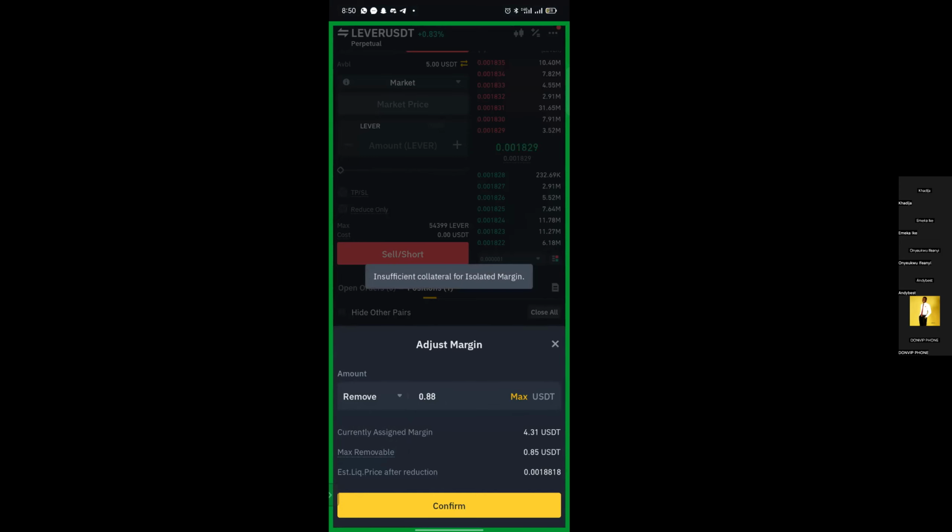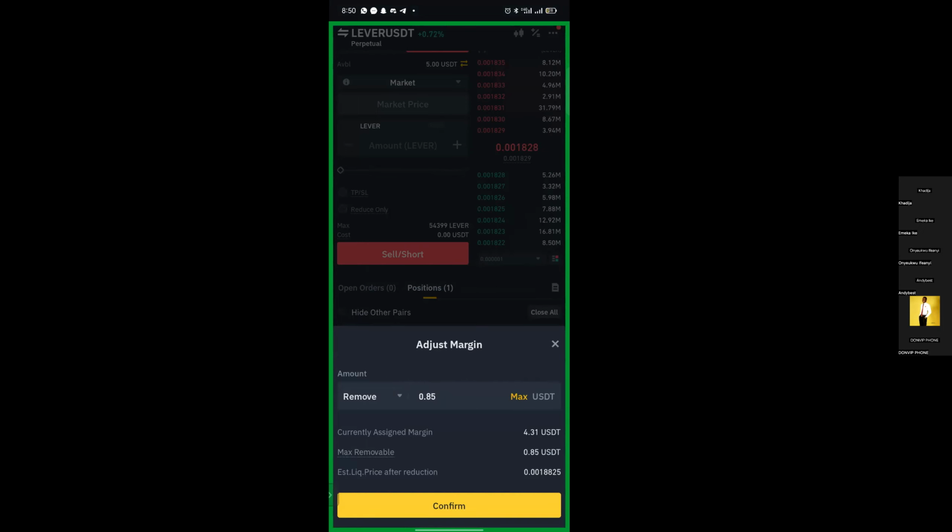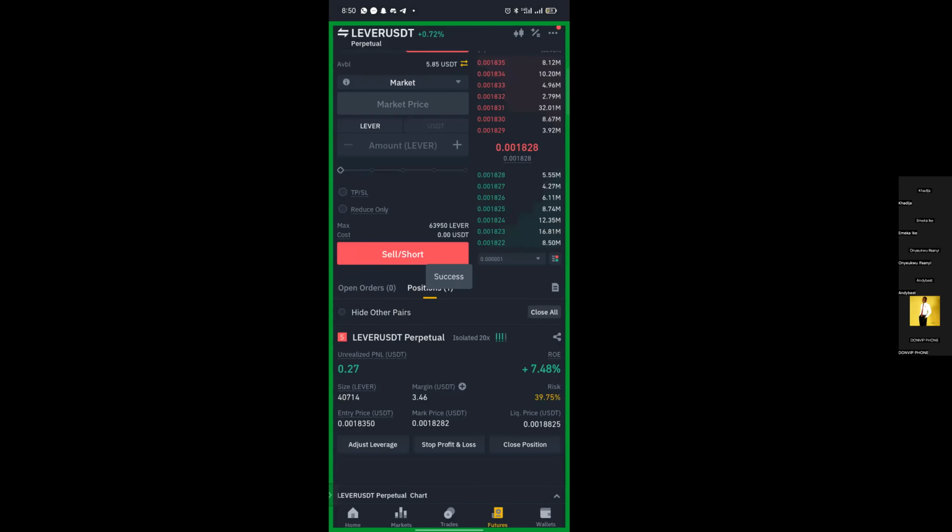So I've taken 0.85. Let's see. Okay, I've removed 0.85. You see now, the more profit you keep making, the more you can be taking out little margin from there. But you cannot take everything out totally to go back to your default margin, which is 3 point something.